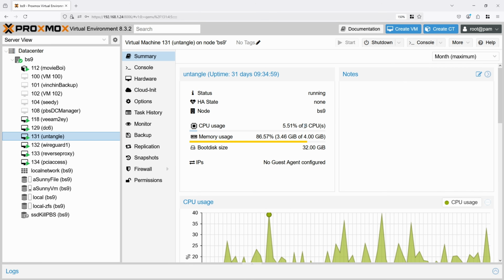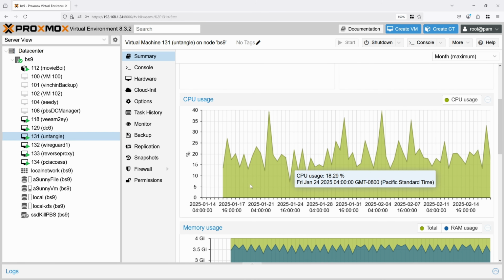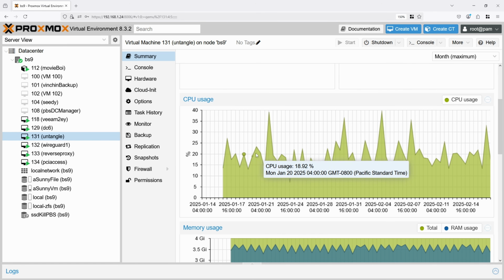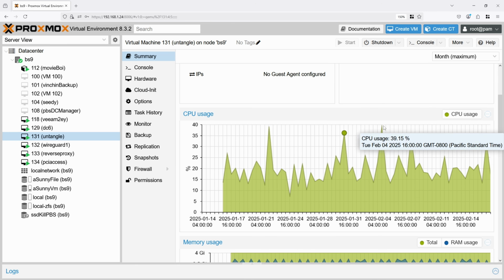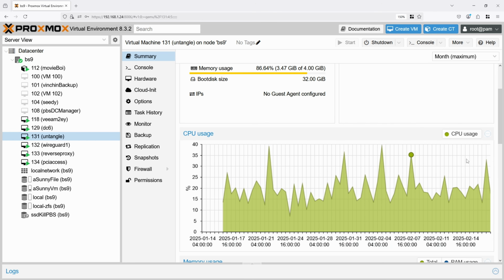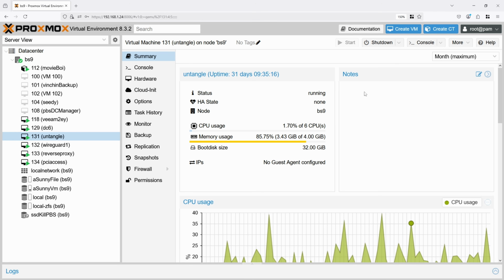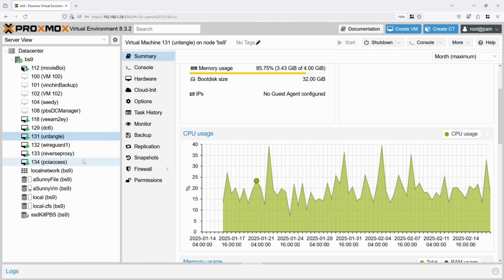So one example I have here is my router VM with 6 CPUs, and it's sitting at, in its peaks, kind of 20%, peaking up to 50% or something like that. So it looks like it's not using all of its CPUs, so it seems to be doing fine.